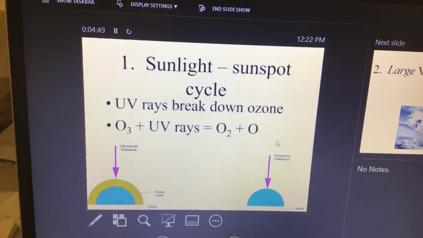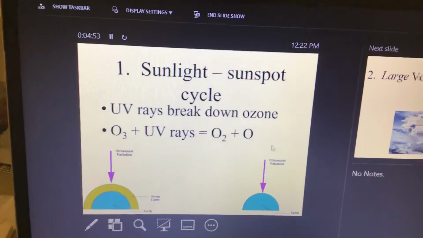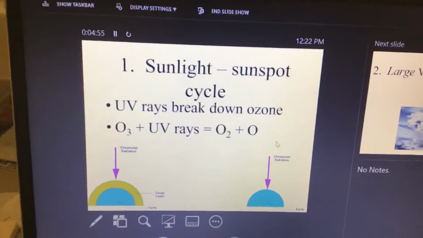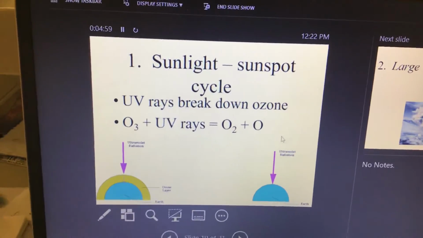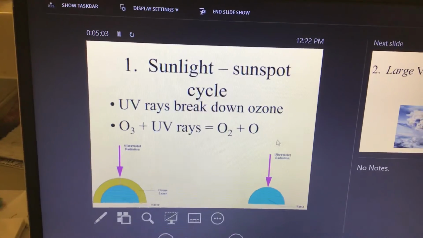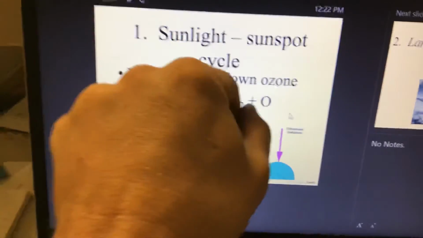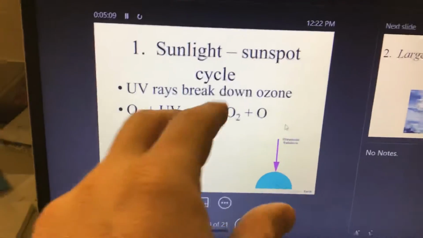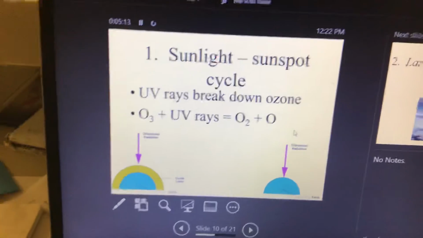Okay, for example, right now we are just about to winter. Our daylight is really short. We have lots of nighttime, very little daylight because we're pointed away from the sun. So right now our ozone is recharging. The O2 and the O can come back together. Over time they come back together. So right now our ozone is rebonding.